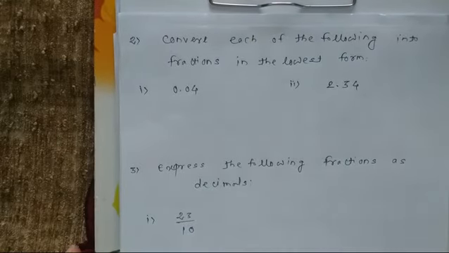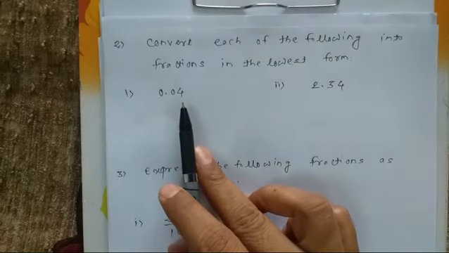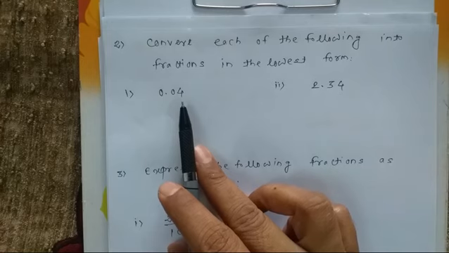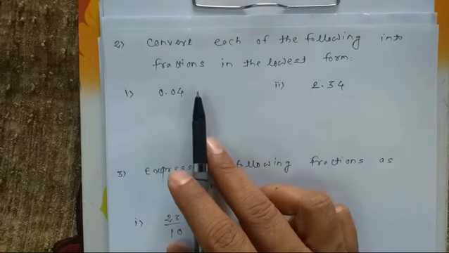Now let's see the next question, number 2. In this question, convert each of the following into fractions in the lowest form. Means the decimal numbers are given. First we have to convert these decimal numbers into fractions and then we have to convert them into lowest form. Means there should not be any common factor between numerator and denominator.